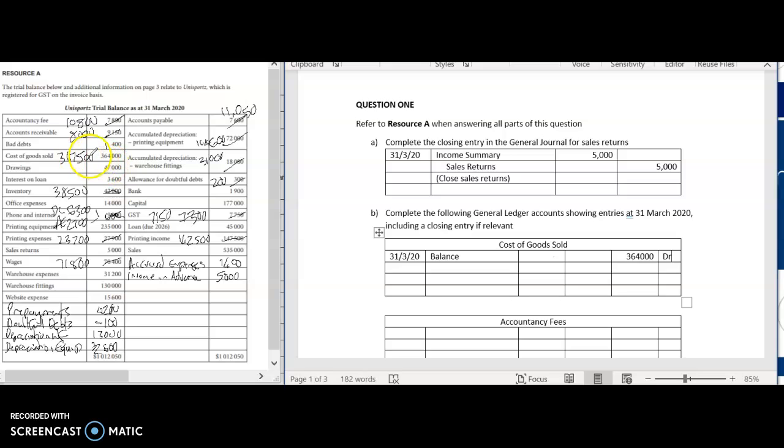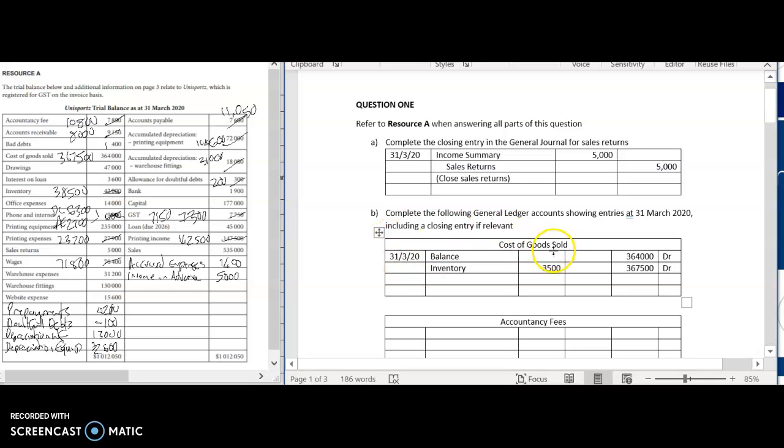Now you notice that that went up here because, remember rightly, we did some inventory revaluation. So we just write inventory. And cost of goods sold went up by 3,500, which will bring our closing to 367,500. Right, that was that net realisable value where we revalued our stock down.